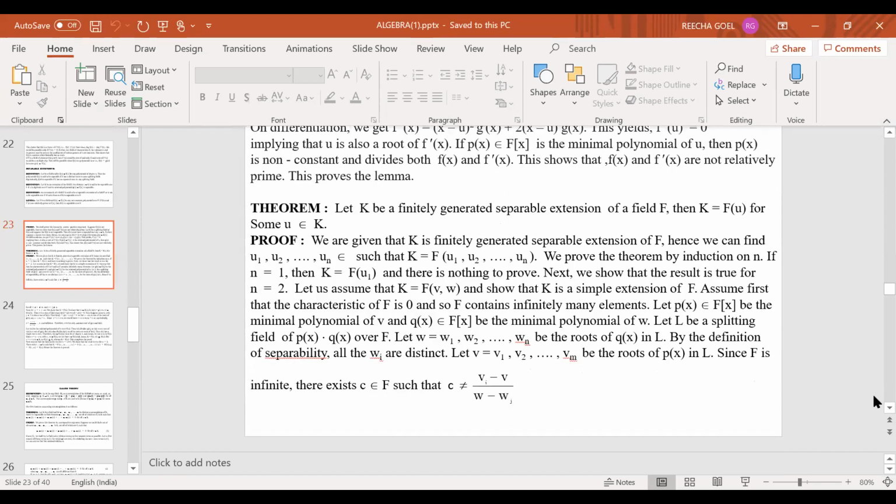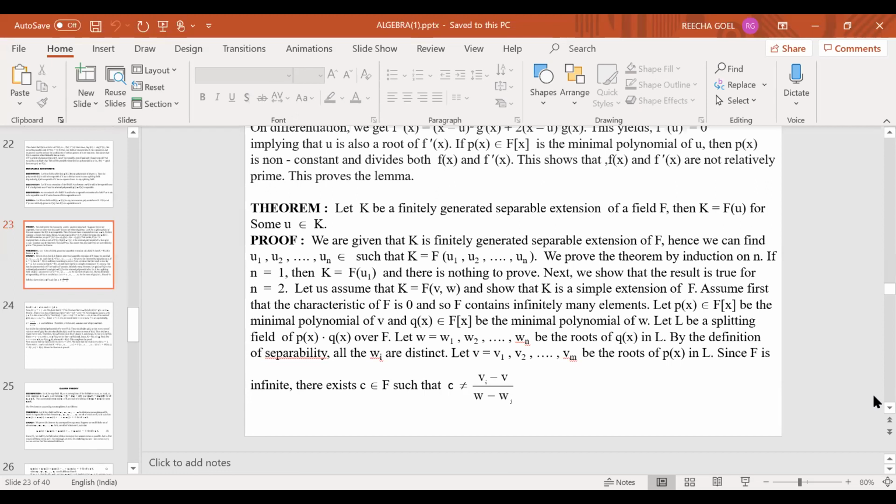So we are given that K is a finitely generated separable extension. So we can always find a finite number of elements u1, u2, ..., un in K such that K is nothing but obtained by adjoining u1, u2, ..., un to F. That is, K is equal to F(u1, u2, ..., un). So we prove the theorem by induction on n.